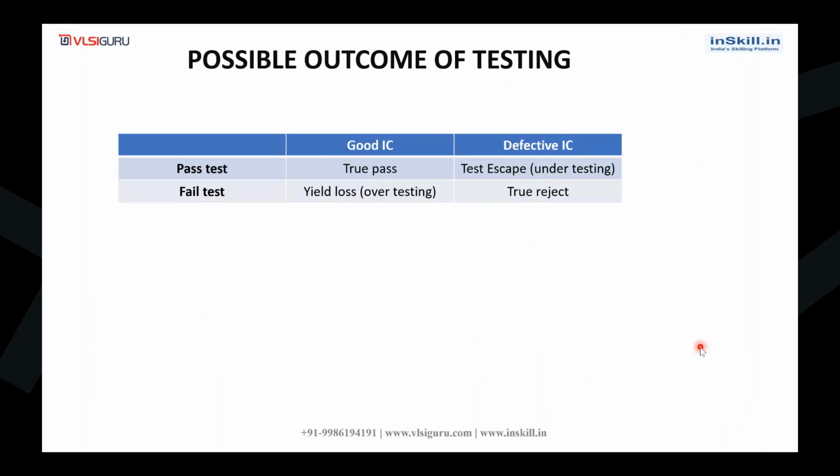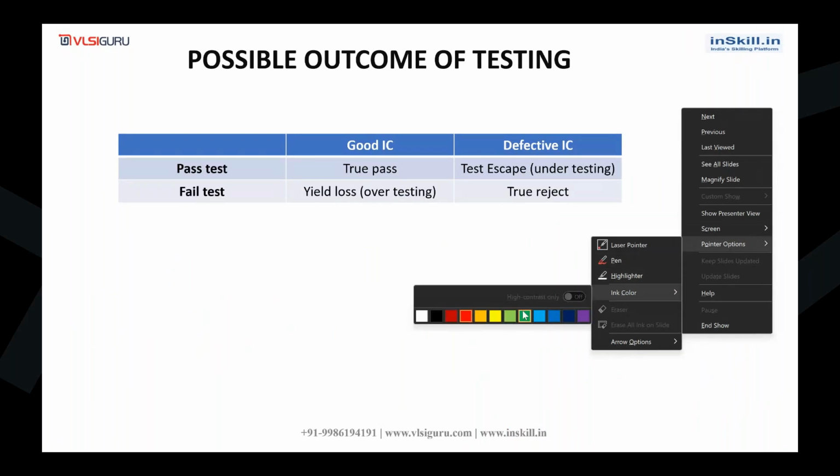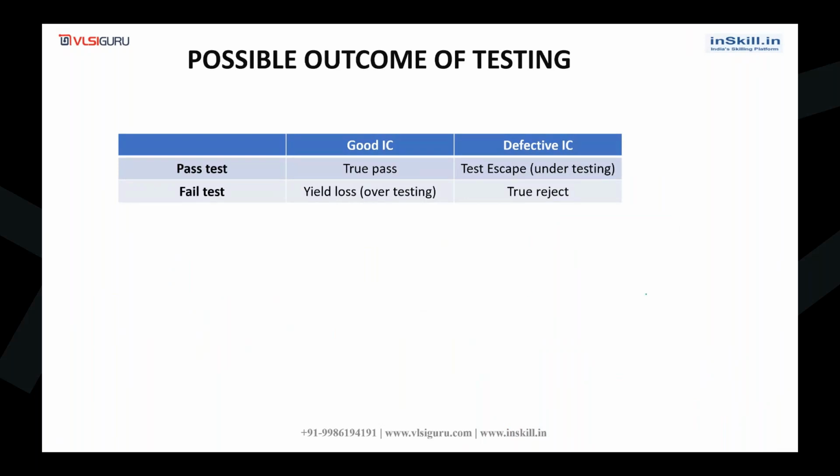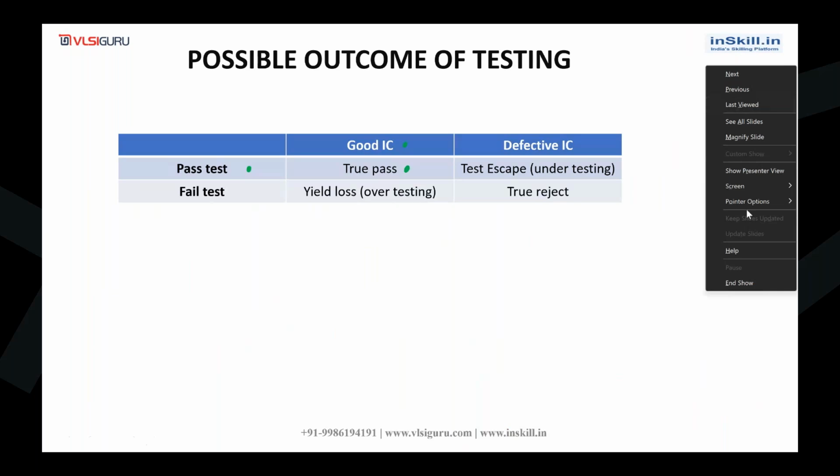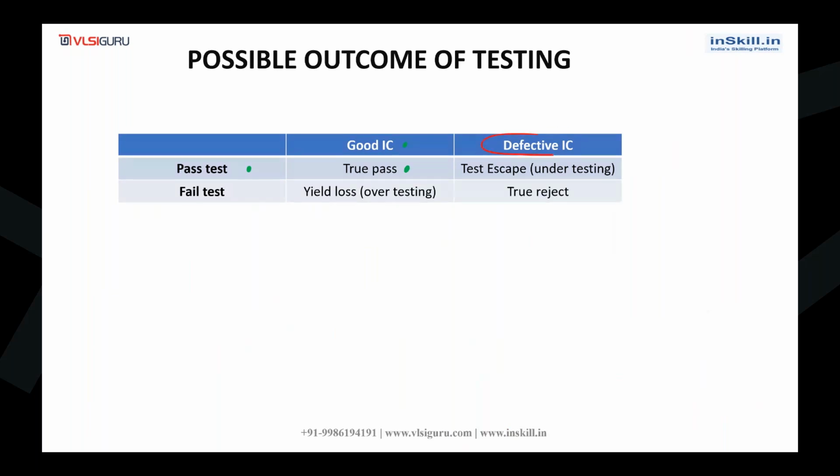And these are the four possible outcomes of testing. A good IC has to pass the test. If a good IC passes the test, it is called a true pass. A defective IC has to fail the test. So if a defective IC fails the test, it is called a true reject.